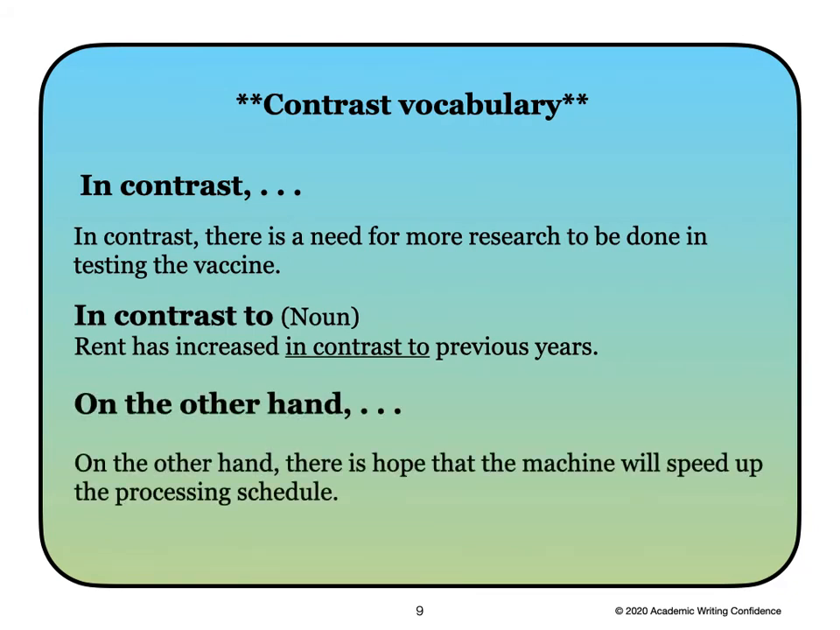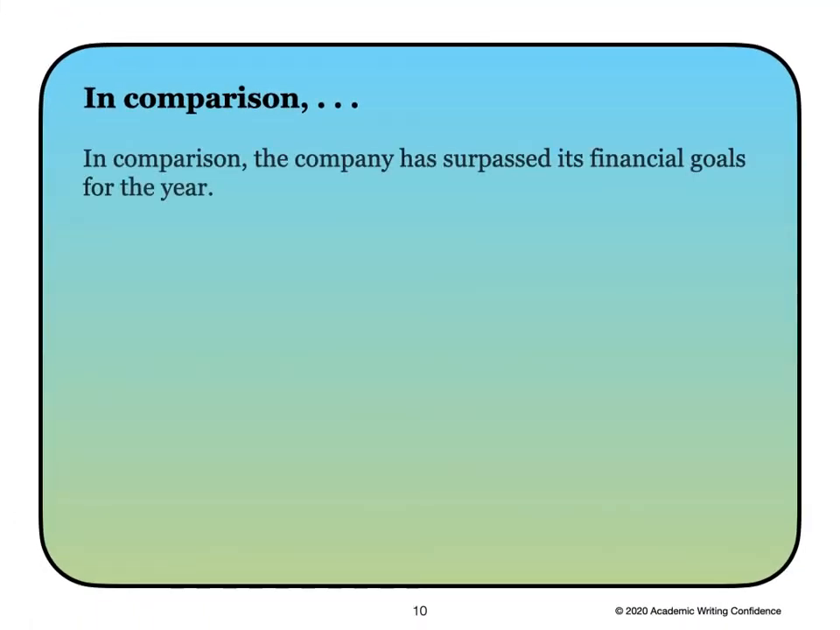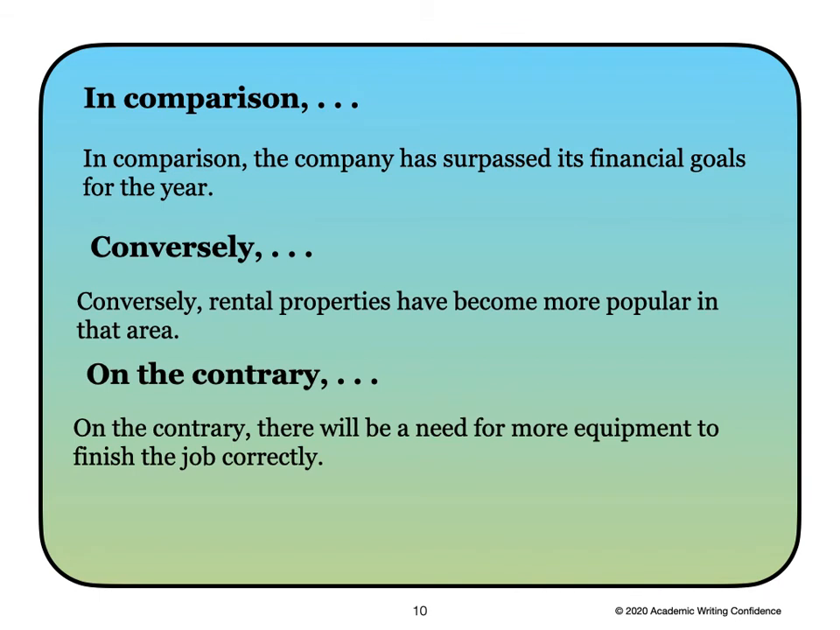On the other hand. On the other hand, there is hope that the machine will speed up the processing schedule. In comparison. In comparison, the company has surpassed its financial goals for the year. Conversely. Conversely, rental properties have become more popular in that area. On the contrary. On the contrary, there will be a need for more equipment to finish the job correctly.